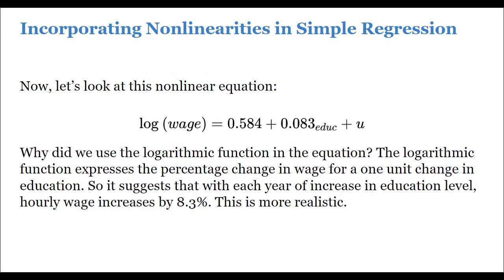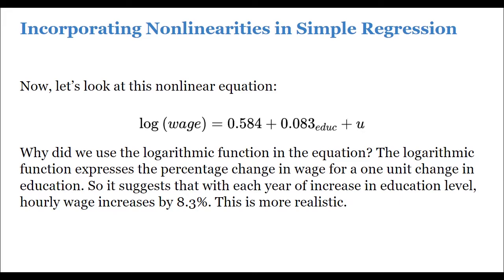So hypothetically, let's assume someone in their fifth year of PhD earns $80,000 per year. After he gets his PhD, his wage is going to increase by 8.3%. That is, he's going to have $6,640 of increase in his wage.